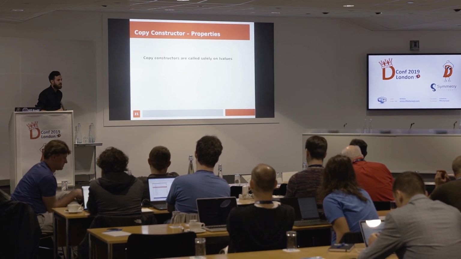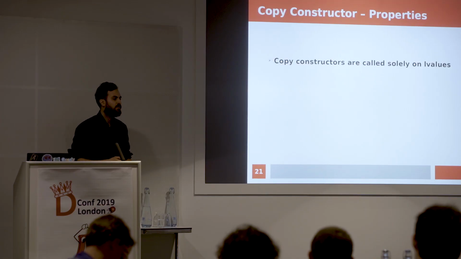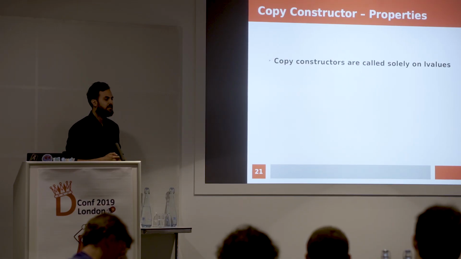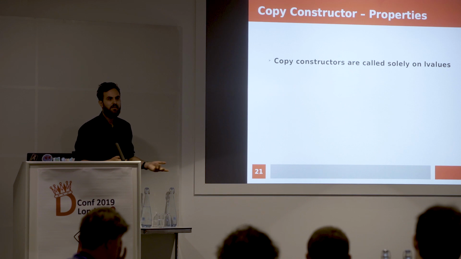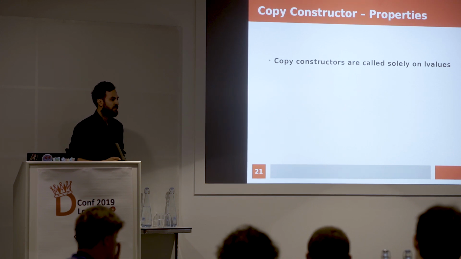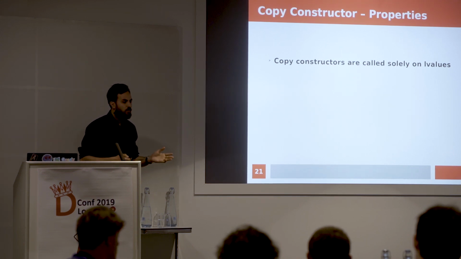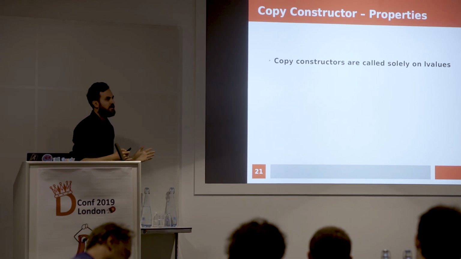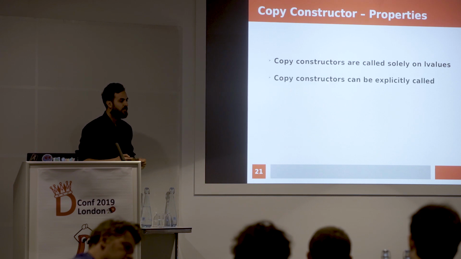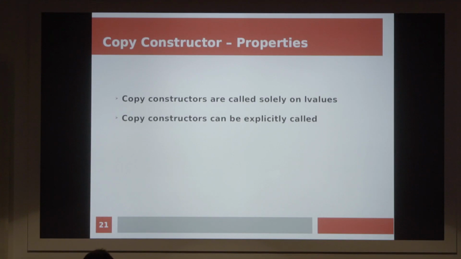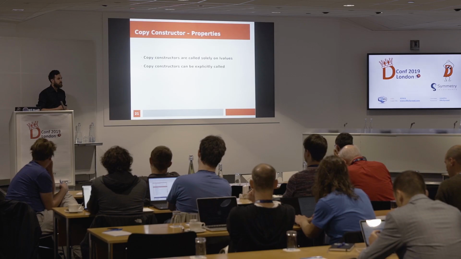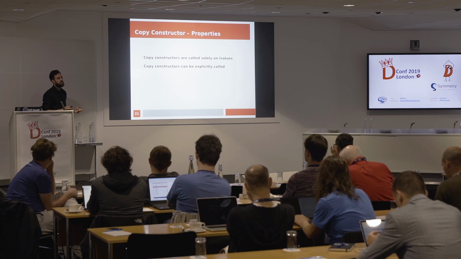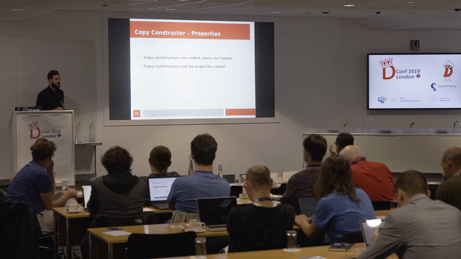So other properties of the copy constructors, they can all be called on lvalues because you're taking a reference, so you cannot take the reference to an rvalue. I know there is ongoing work on binding rvalues to lvalues, but that's beyond the scope of the copy constructors. Copy constructors can also be explicitly called. So besides the fact that there is no reason to forbid this, there might be code out there that has explicit calls to copy constructors, so we don't want to break that.